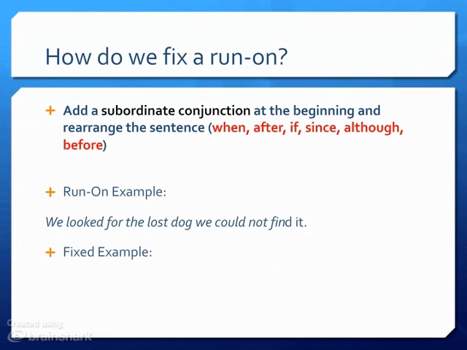Let's look at the run-on example. We looked for the lost dog. We could not find it. Here's how we would fix it. We're going to add the subordinate conjunction although, and then we're going to put a comma in the middle of the sentence where you hear that pause. Although we looked for the lost dog, we could not find it. Now we've made a complete sentence, and all we did was add the subordinate conjunction at the beginning and a comma in the middle.